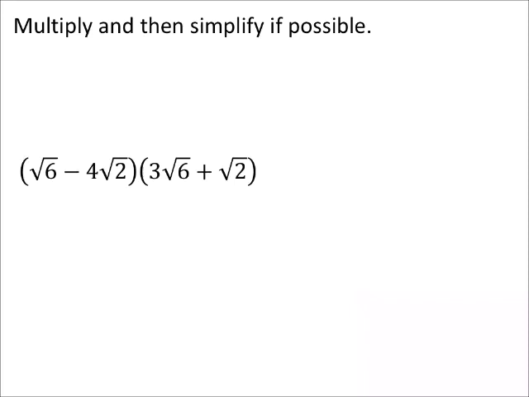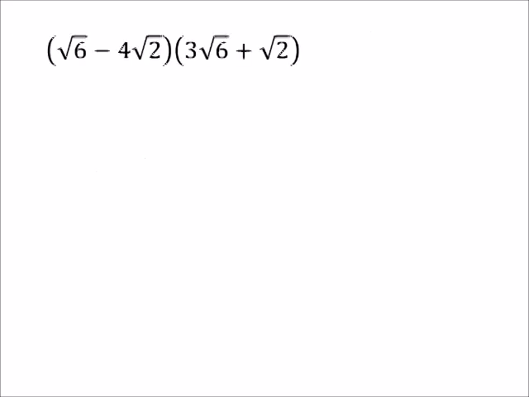So now we're looking at multiplying two binomials, which you guys are used to, all right? It's still the FOIL technique. It's just that now we've got some radicals in this. All right, so let's look to multiply these.